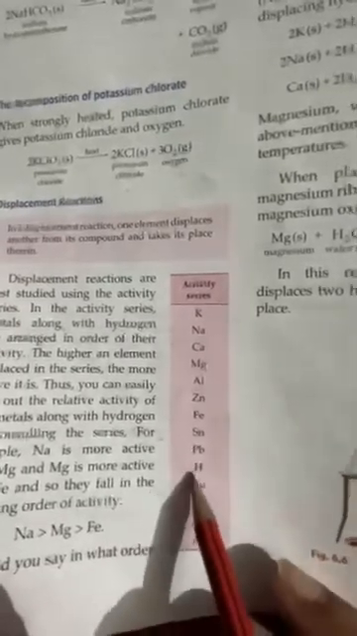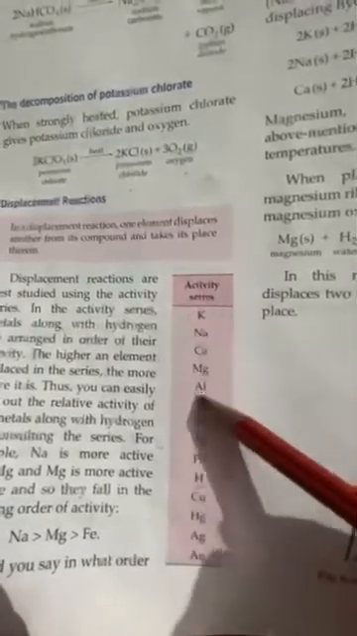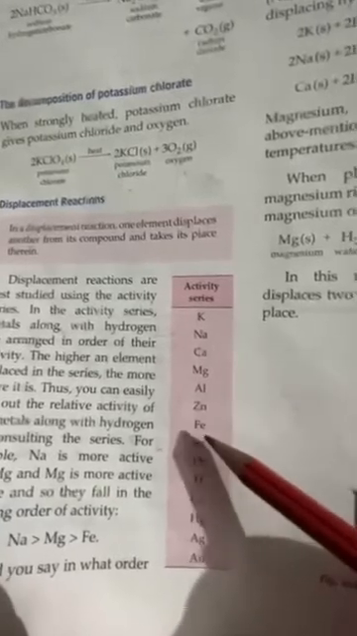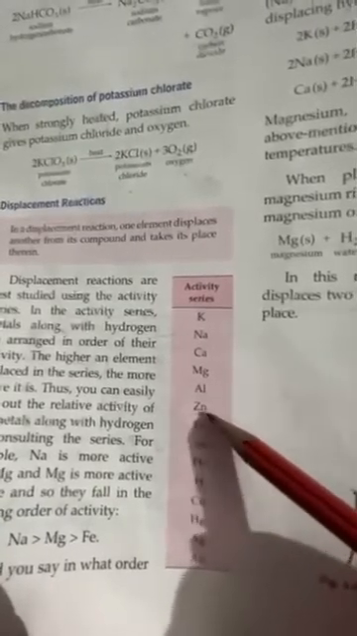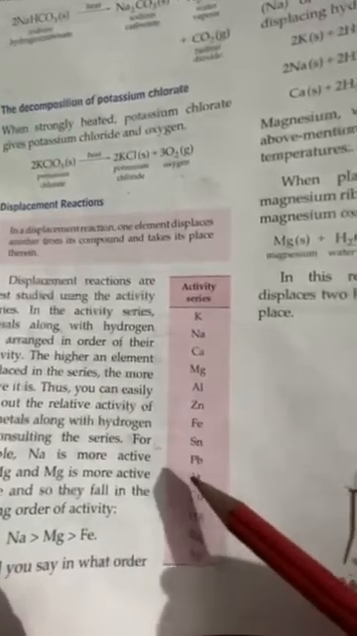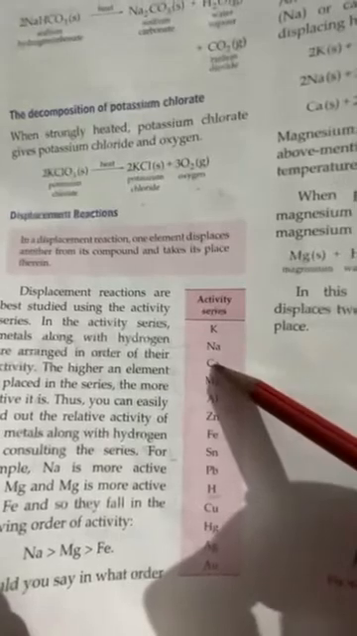This is hydrogen. Hydrogen is also placed in this series, but hydrogen is not a metal. Now these are the active metals. When an active metal is placed in a compound and it can displace hydrogen from a salt, the reaction is known as displacement reaction. A more reactive metal displaces a less reactive metal.